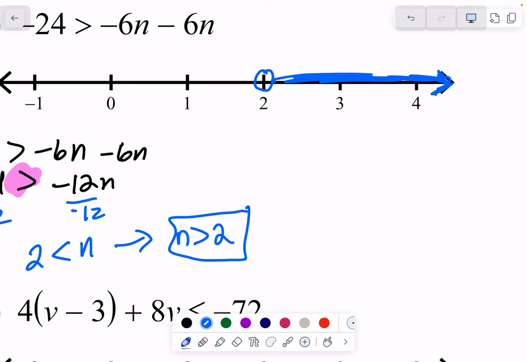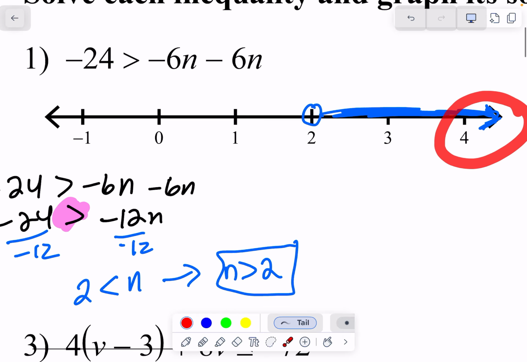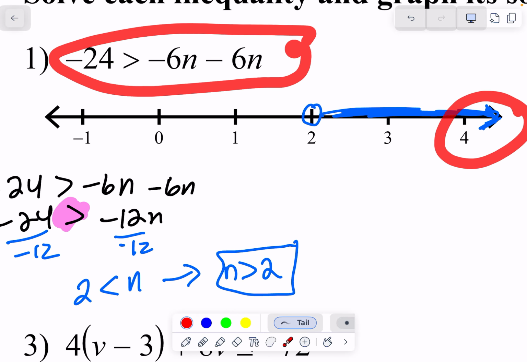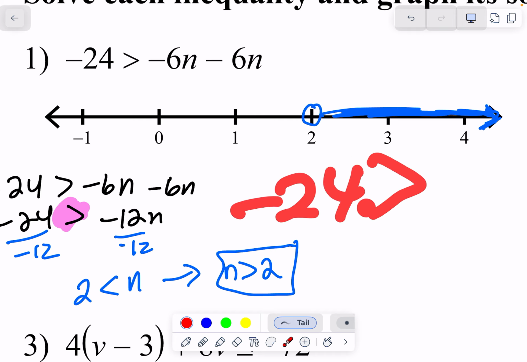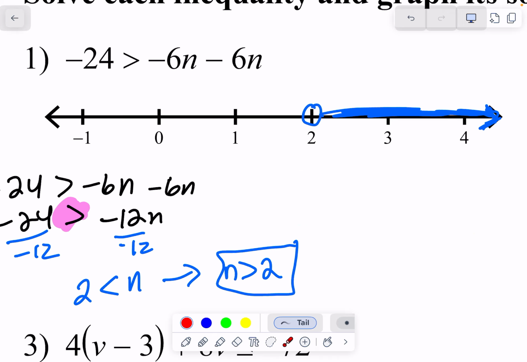Now, if you're unsure if you flipped it right, let's think about plugging 4 into the original version, because the original version should check itself for you. If you put in 4, you get negative 24 is greater than negative 48. All you have to ask yourself is, is that a true statement? Because if I colored in 4, that means 4 is in the solution set. Is negative 24 greater than negative 48? Yes, it's true. So I did color in the correct direction.